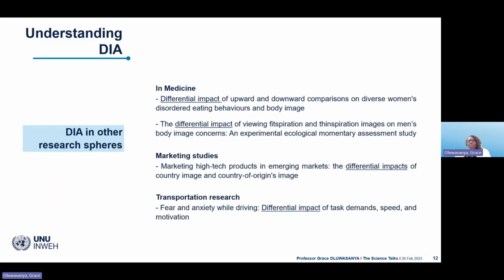But it's also important to highlight the fact that DIA is in the scientific space. In medicine, they have a lot of literature pointing to differential impact. In marketing studies, pointing to differential impact. In transportation research, pointing to differential impact. So it's not entirely new to the scientific community.